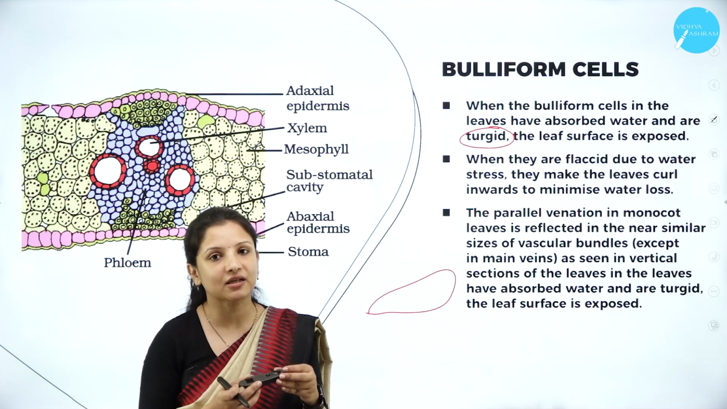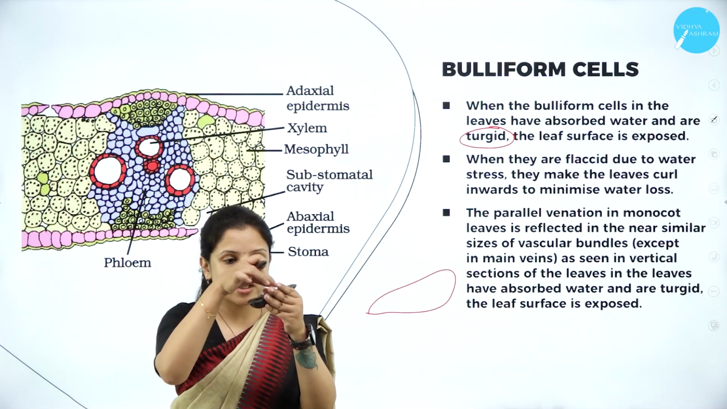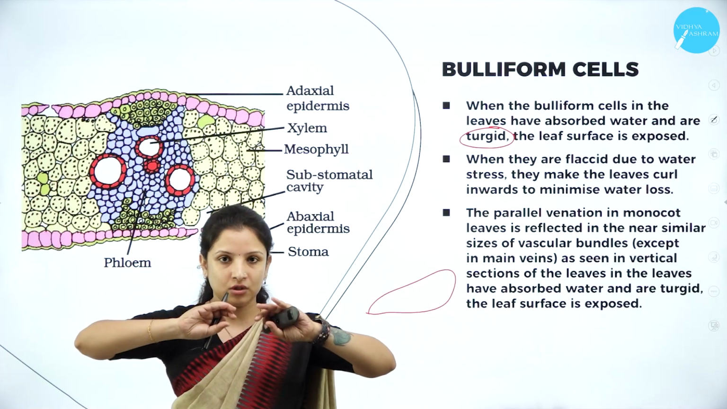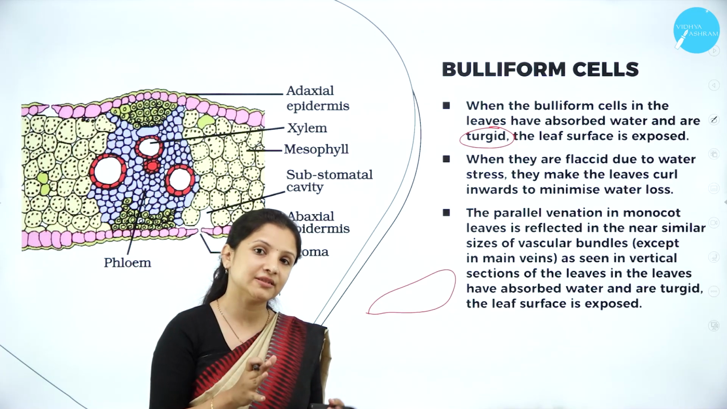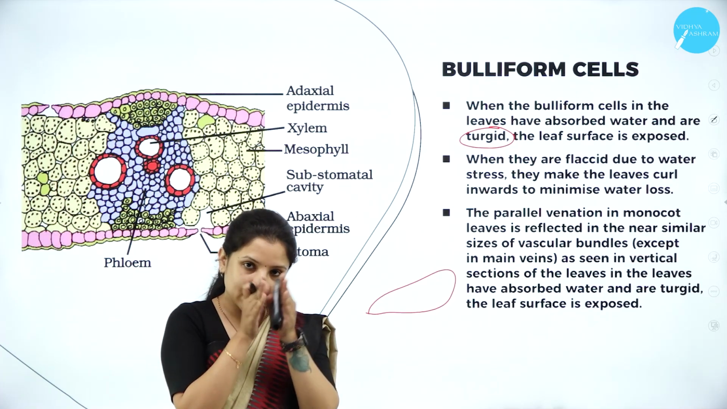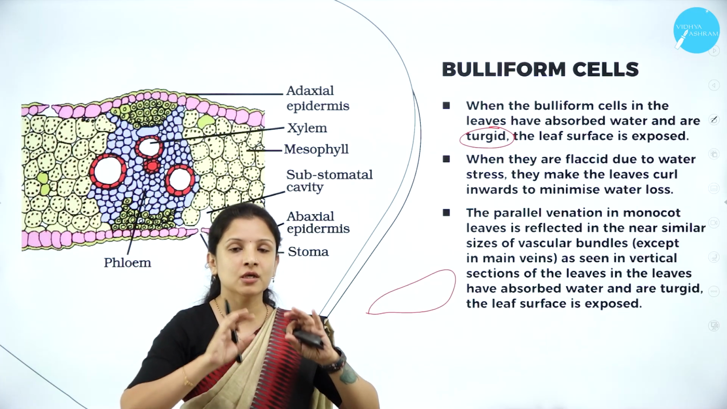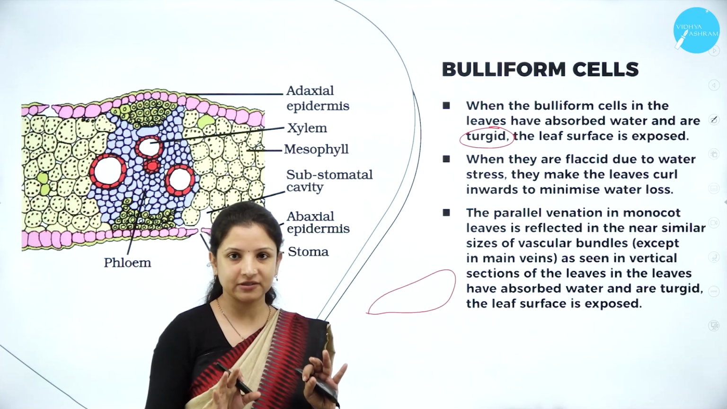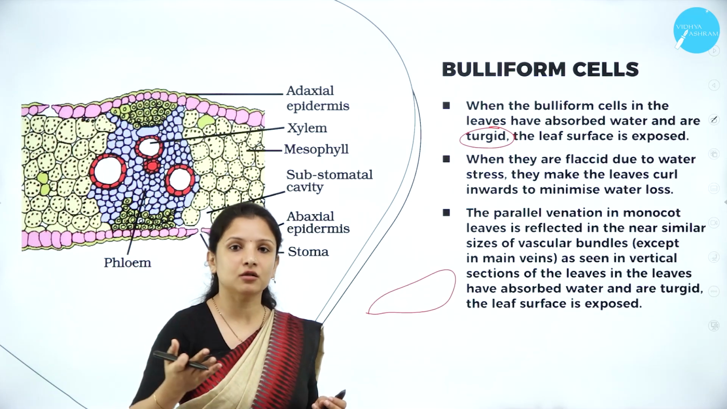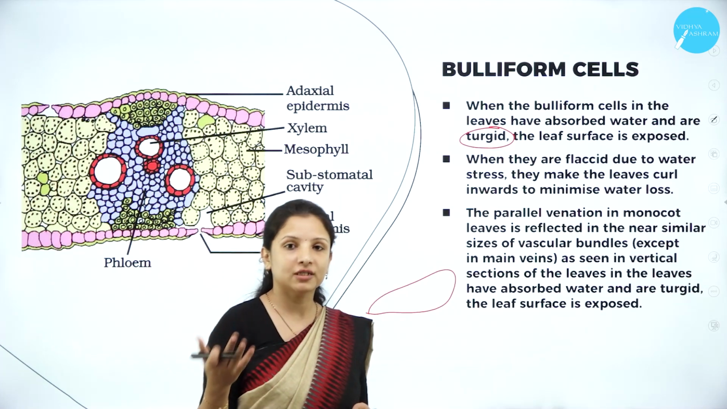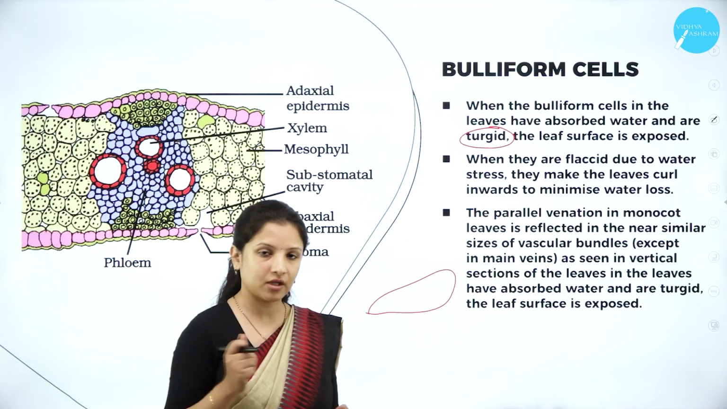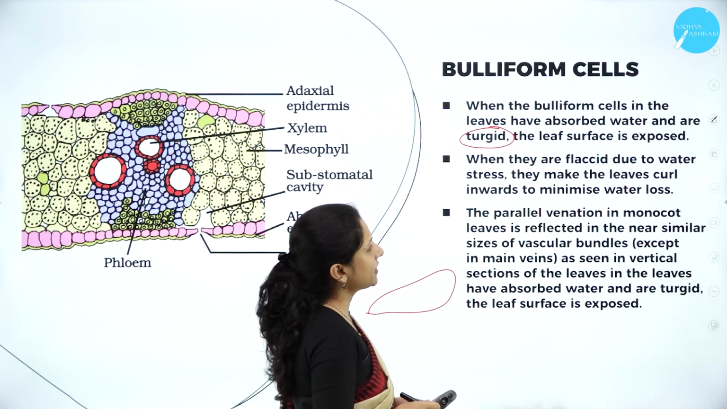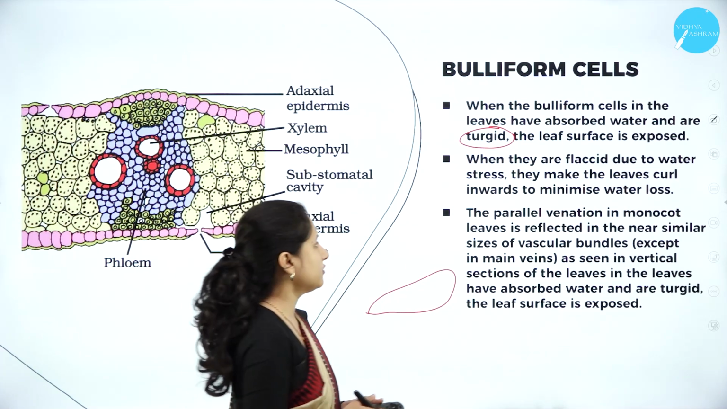You might have seen in grasses that sometimes the edges of the grasses will just roll. That is the reason. That is because of the bulliform cells. If the bulliform cells lose water, they will become flaccid and the leaf will start to roll to minimize the surface area of the leaf, in order to prevent further loss of water during water stress, that is during drought, whenever the water availability is not there. So that is about the function of the bulliform cells.